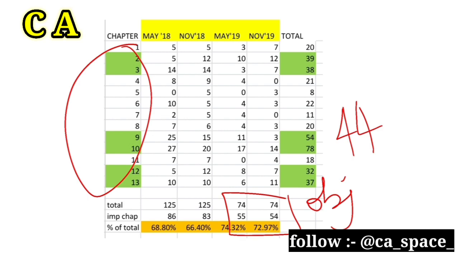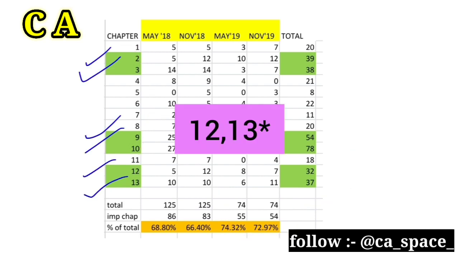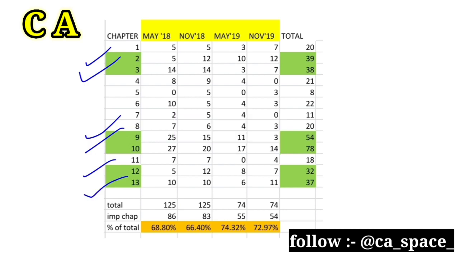So these 6 chapters are very important, guys. Your chapter numbers 2, 3, 9, 10, 11 and 12. Do surely read these 6 chapters first, and then you can move on to your other chapters. Your standards on auditing are very important, and then these 6 chapters are very important.